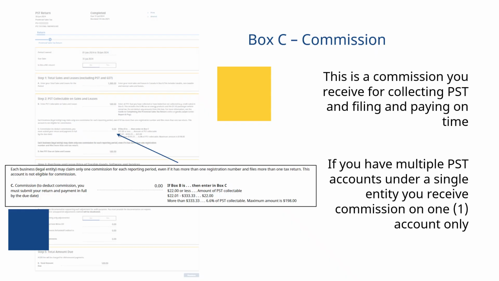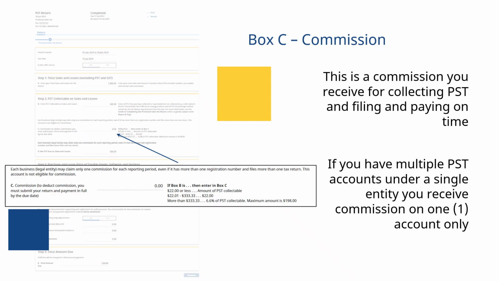For box C, the first thing I'd like to note here is that commission refers to the commission you receive for collecting PST and filing and paying on time. These are not commissions that you charge or earn in your business. You're entitled to a commission of up to 6.6% and up to a maximum of $198, and you calculate your commission right on the return. If you're using eTaxBC, it's done for you automatically. If you have multiple PST accounts under a single entity, you'll receive commission on one account only.